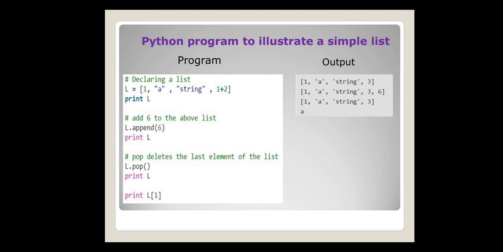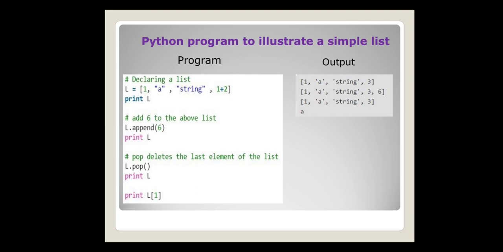Here is an illustration of a simple list. For declaration of a list, we directly use the list name L is equal to, and you need to specify the elements in square brackets. So here we are using element 1, a, string, and directly we are adding two numbers, 1 plus 2. So there is no need to specify a variable name. You can directly add the numbers in that particular element section.